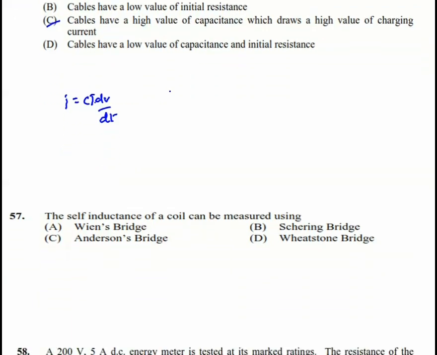Next question: the self inductance of a coil can be measured by using which of the following bridges? Normally the Wien bridge is used for measurement of frequency, and the Schering bridge is used for measurement of capacitance. Okay, and the Wheatstone bridge is used for medium resistance. The only option that we have left is the Anderson bridge, which is used for self inductance. So option C, the Anderson bridge, is used for self inductance of a coil.